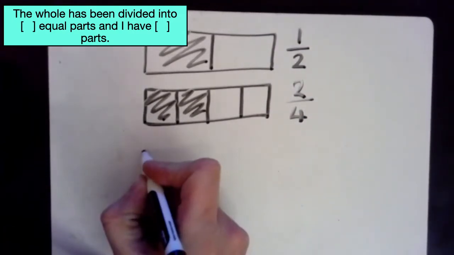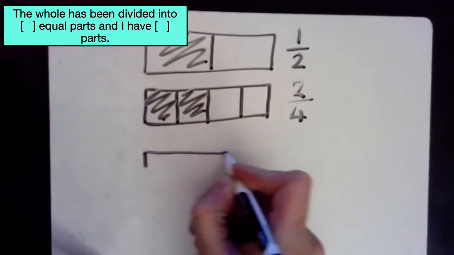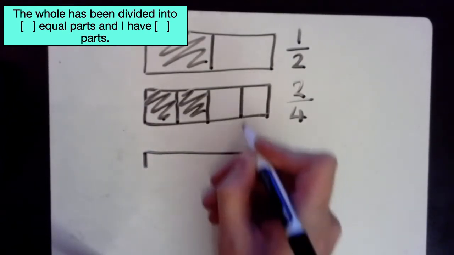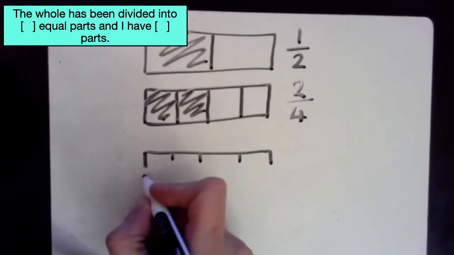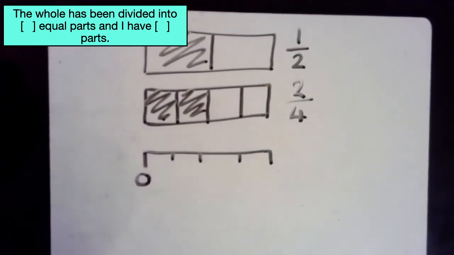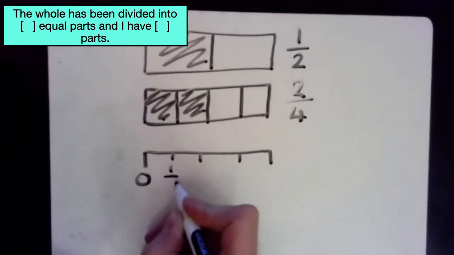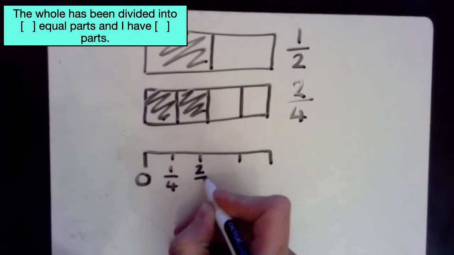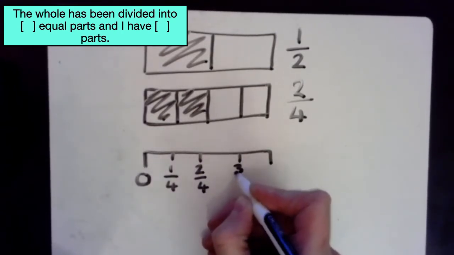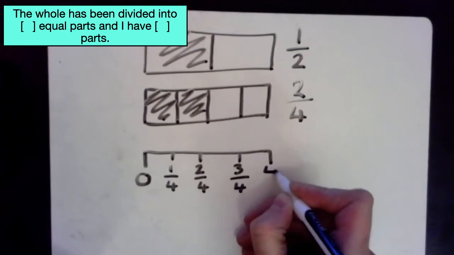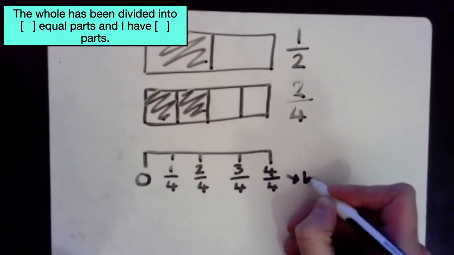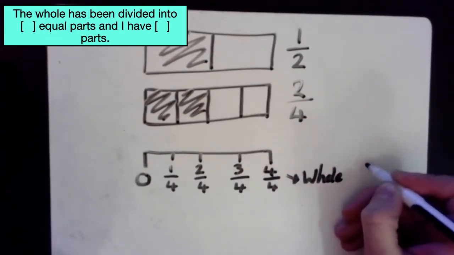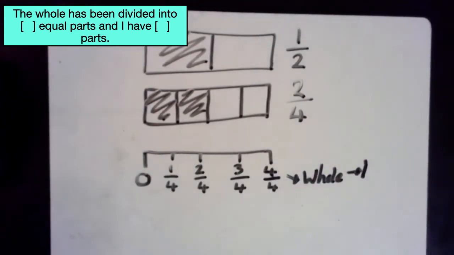Now, today we're going to use these two, but I'm just going to show you a slightly different way of looking at it. We looked at this before, where we turn our bar into a number line. So here we've got 0, here we've got 1/4, here we've got 2/4, here we've got 3/4, and here we've got 4/4, and we know that that is our whole. That is 1 whole bar.